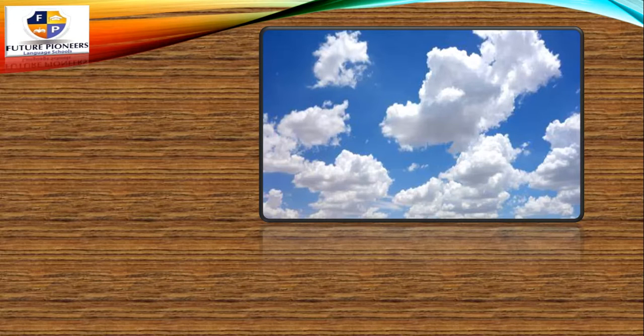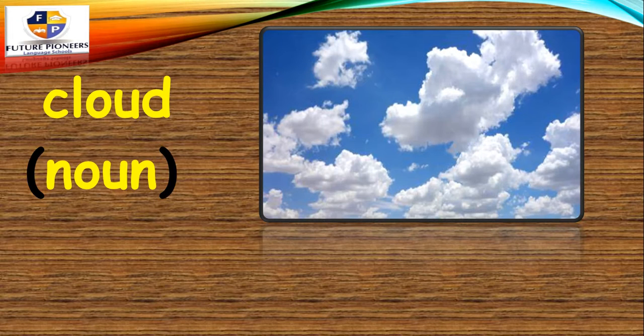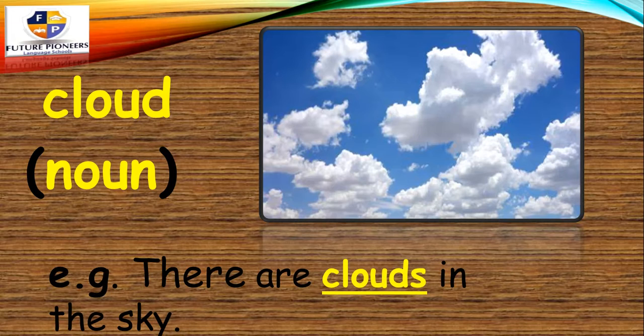Next one is, can you see this picture? I can see the cloud. It's usually a gray or white mass in the sky made of very small drops of water. Cloud, and it's a noun. Example: there are clouds in the sky. Again, cloud.